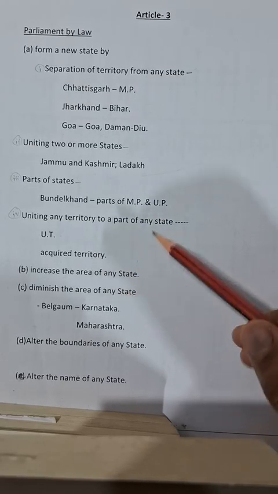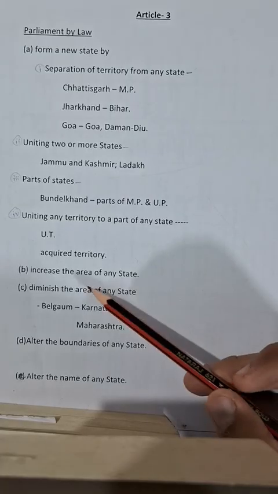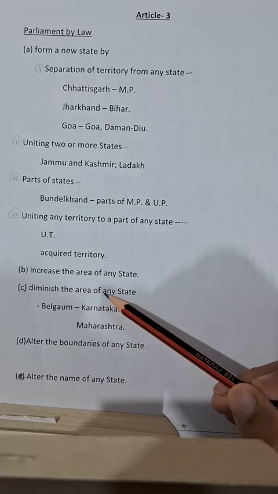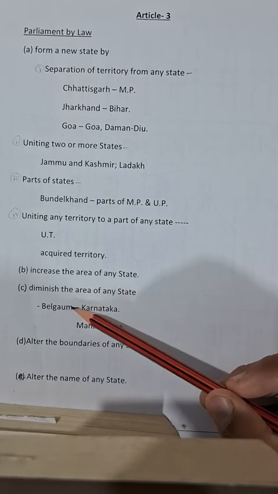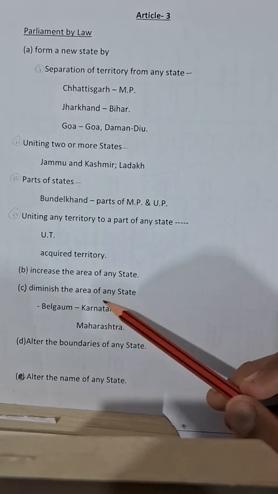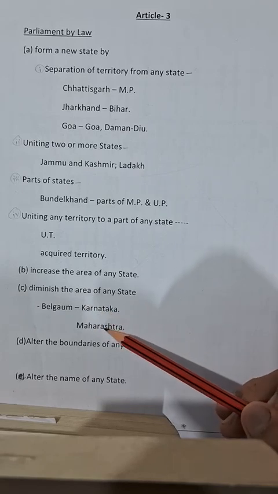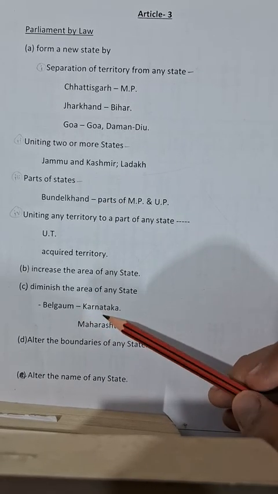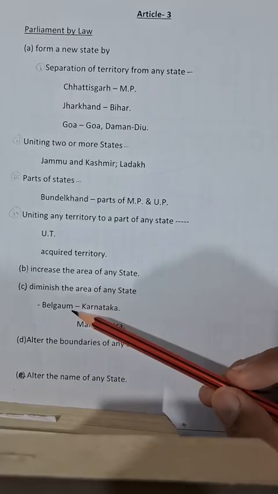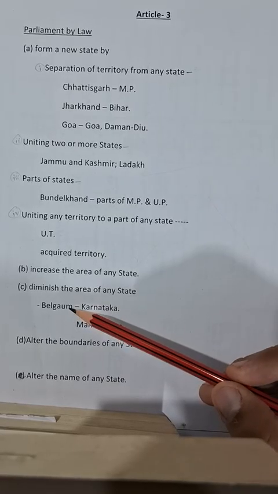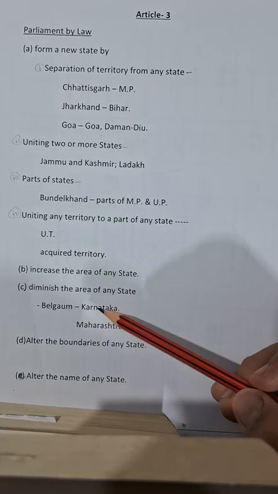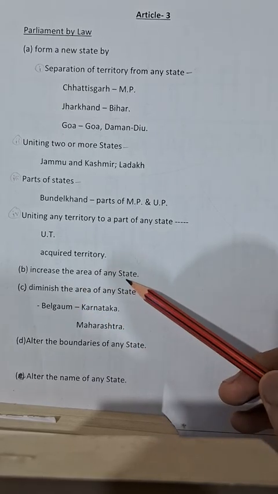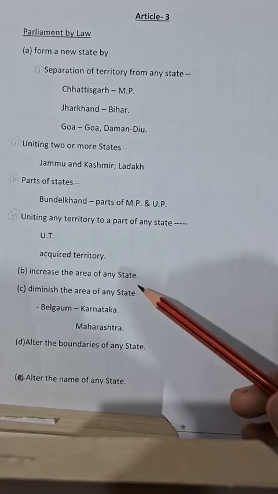Clause B and C: parliament by law can increase the area of any state, now existing state, and diminish the area of any state. Now I have given an example of Belgaum, Karnataka and Maharashtra. Belgaum is part of Karnataka. However, Maharashtra also lays claim on Belgaum. And tomorrow the government decides that okay, Maharashtra's claim is stronger. Parliament decides that we'll give Belgaum to Maharashtra, thereby diminishing the area of Karnataka and increasing the area of Maharashtra. This is possible. Parliament can do that.